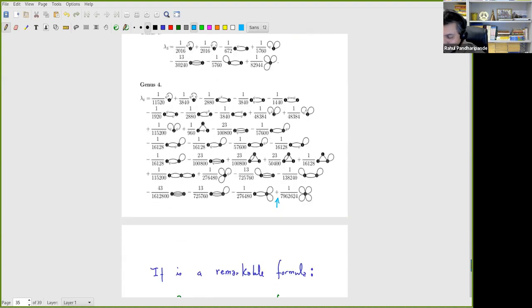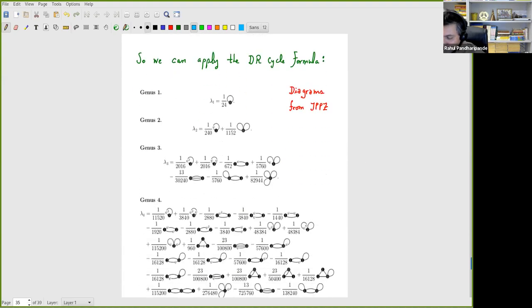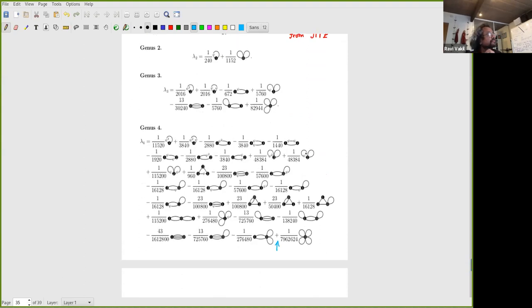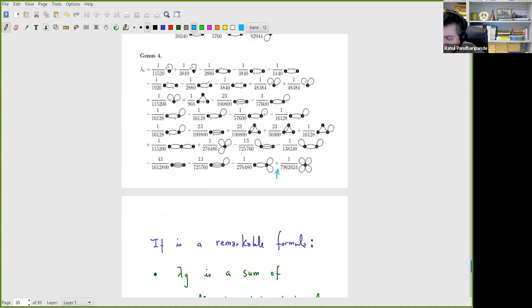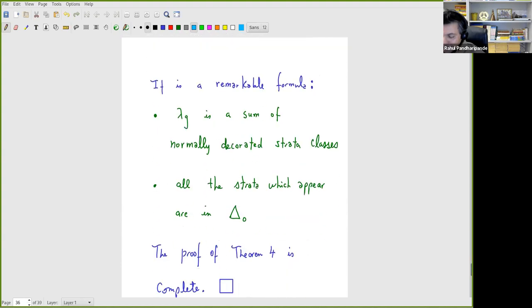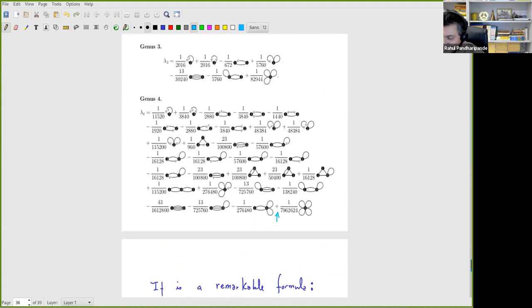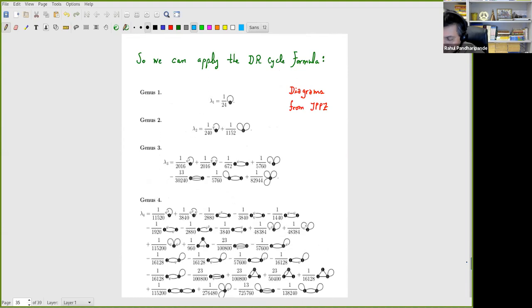But this is the expansion for lambda g, and you see something kind of remarkable. For example, all the graphs have loops. That's kind of fun. Some remarkable facts with this formula: this is actually a sum over normally decorated strata classes. That's important. If you understand this formula, its output is a normally decorated strata class, because all it has is psi classes, no kappas. That's very important, because we don't have those.